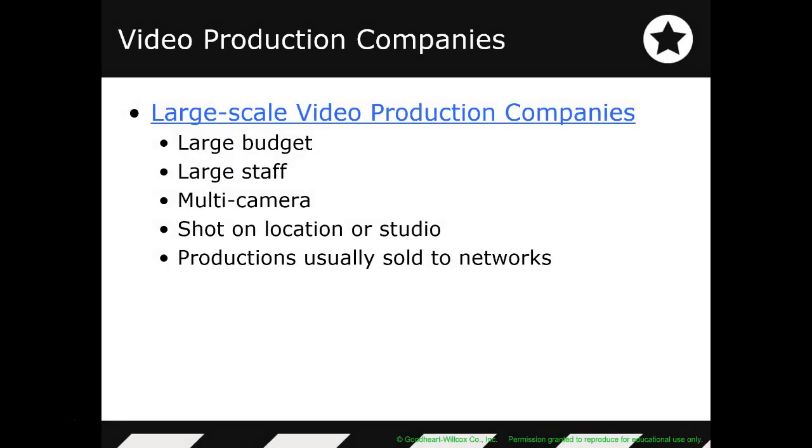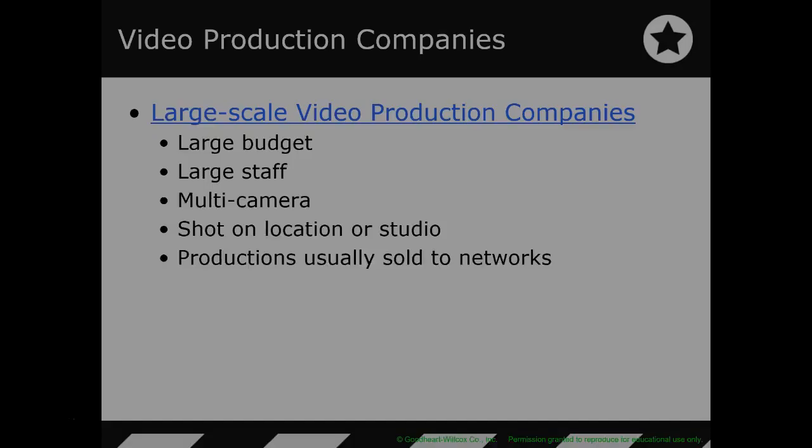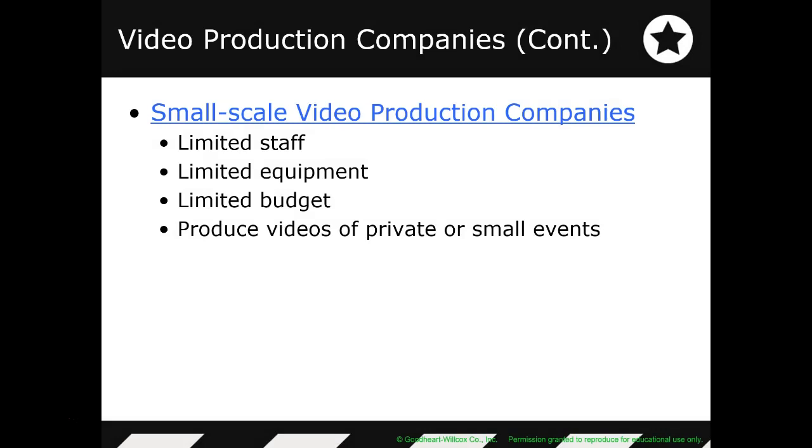So large scale production companies, these have big budgets, large staffs, usually lots of cameras, usually go to different locations to shoot things. And then these productions are usually sold to bigger broadcast entities like networks. The smaller ones are, a group of people get together and they're going to shoot a quick commercial for the local car dealership. And they're going to be given $5,000 to do it, and they need to do X, Y, and Z, and they have very small resources to work with.